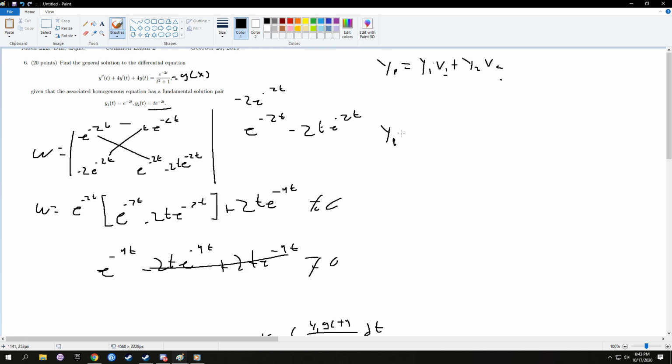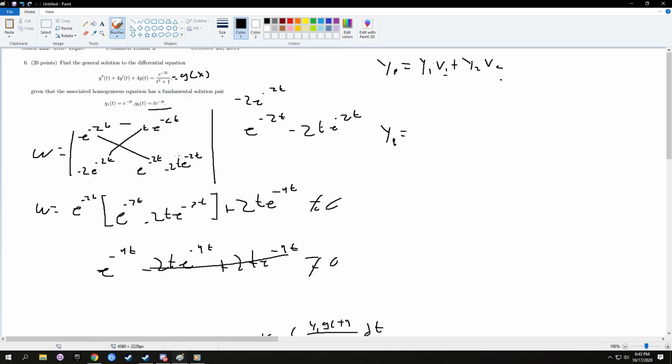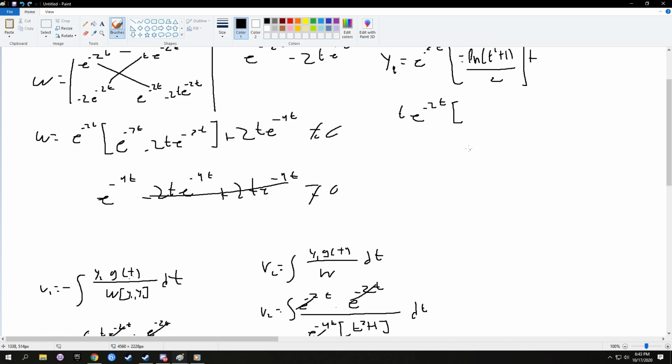So my y particular would equal y1 times v1. My v1 is down here, my y1 is up here, so y1 becomes negative 2t times the negative natural log of t squared plus 1 all divided by 2. That's part of my y particular. That is the first part. Now it'll be plus y2, t e to the negative 2 times arctan of t.